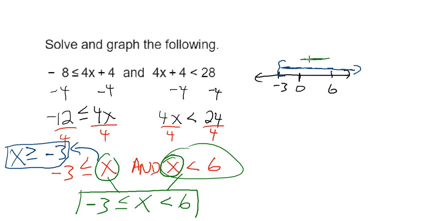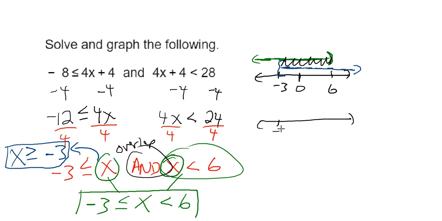Less than is going to be to the left, right? That's where the numbers get smaller. And so we're going to shade to the left. Parentheses on the 6 because there's no equals to there. And because this is an and, we want to find where these are overlapping each other, which is between -3 and +6. So my final graph is going to look like this.